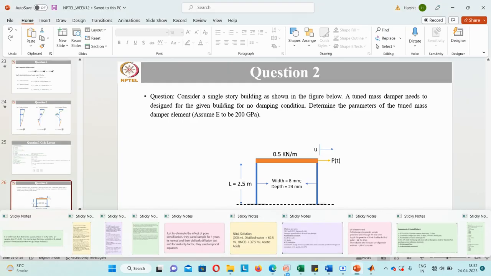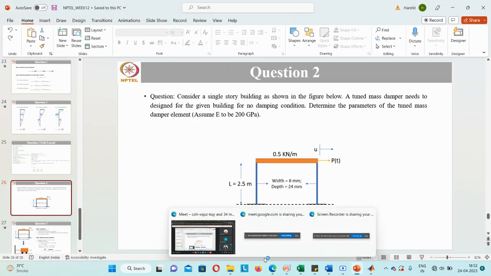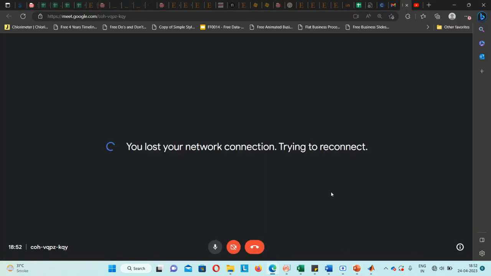So I will wait for a couple of minutes for you to think about how to solve this question. We need to design a tuned mass damper system here. So I will wait for a couple of minutes and then we'll see the solution.